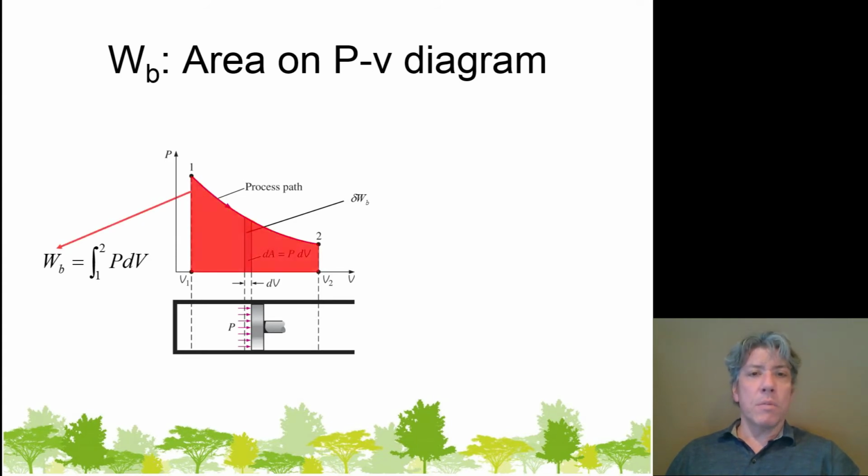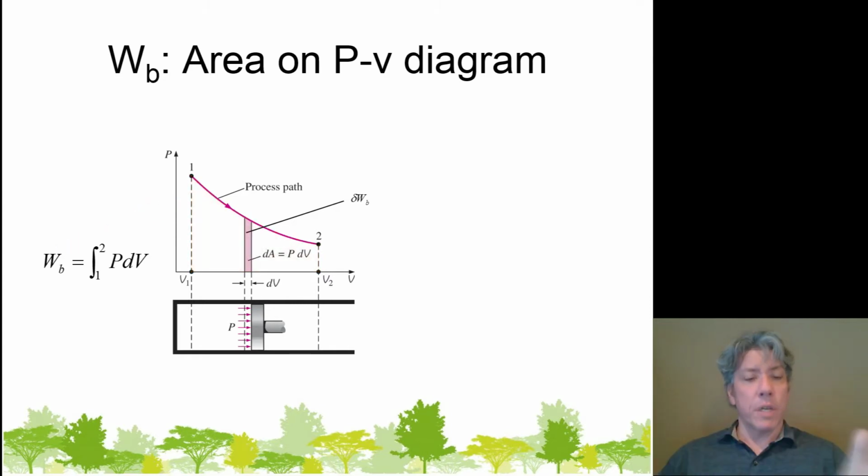So this equation, boundary work as the integral of PdV, just says give me the area under the curve on the PV diagram, and that's the amount of reversible boundary work that the system produces, or consumes, depending on which way the process path is directed. In this case, since the volume is increasing, then that would be work coming out. It would be work produced.